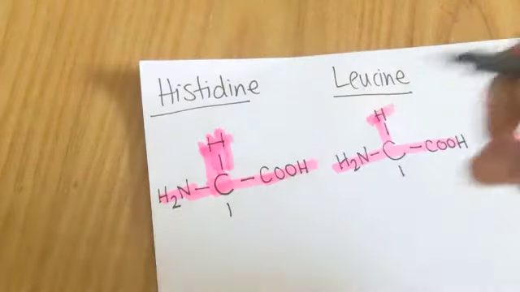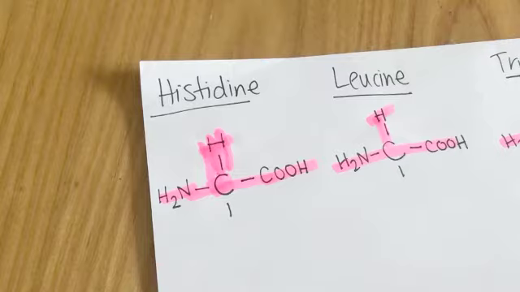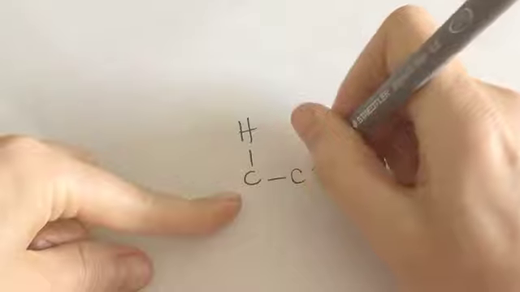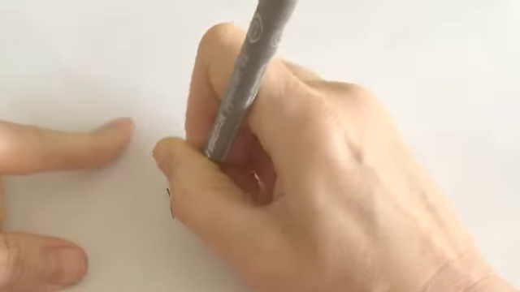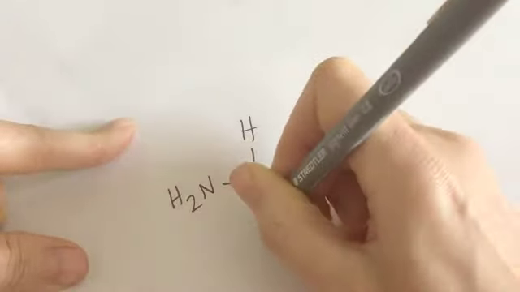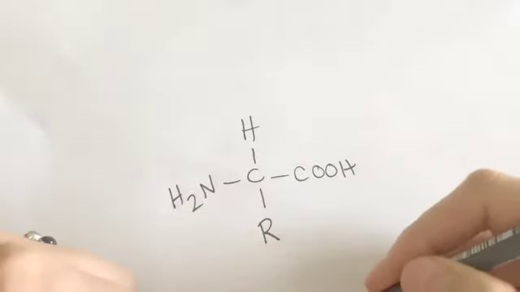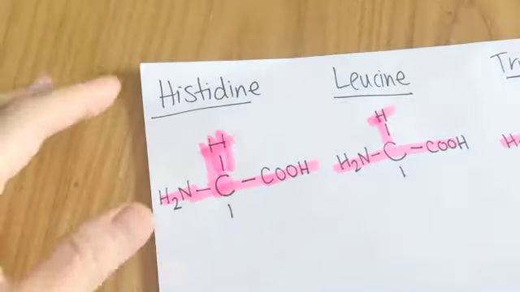So if I was to draw our basic backbone for an amino acid, it would look something like this. We've got the carbon, we've got the COOH, we've got the NH2, and then remembering that R group. Remember, R represents what we like to call the rest of the molecule. So we're going to draw the rest of the molecule for each one of these.